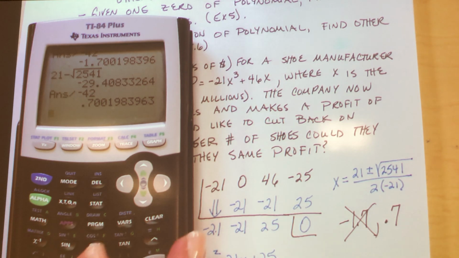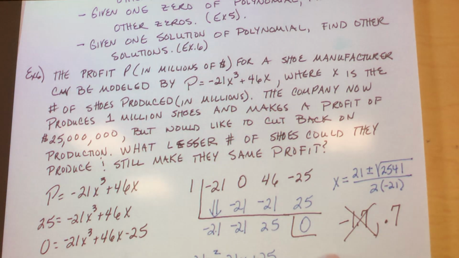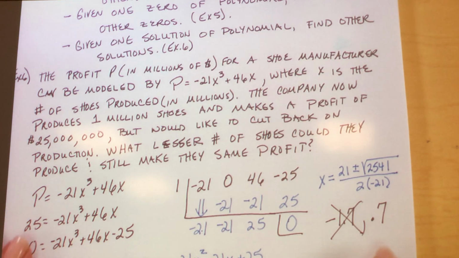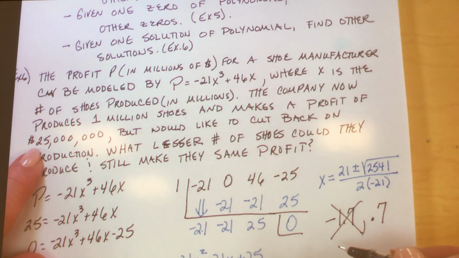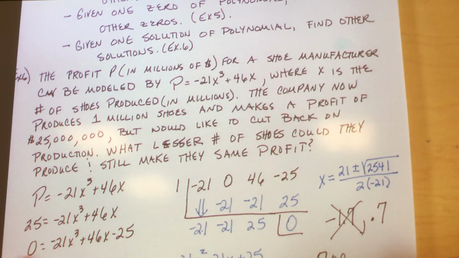Now that could be an answer, do you agree? So tell me, don't say 0.7, please. How many shoes do I have to make to still make my $25 million, but less than $1 million? 700,000 shoes, and you will still make your $25 million.